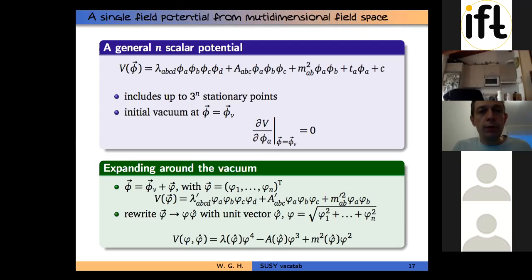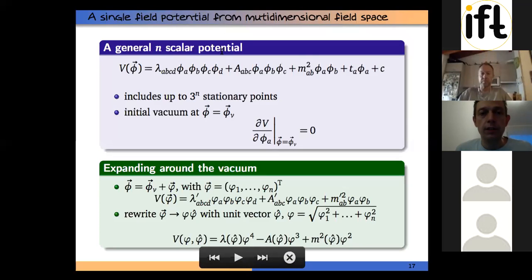Now we want to go from this multi-dimensional field space to a one-dimensional field space. In general, we have an n-scalar potential that looks like this. This includes up to 3 to the n stationary points. This is a lot. And we put in an initial vacuum that is denoted here by phi v, in the sense that, of course, the first derivative at this point vanishes. So this is the initial vacuum. Then we are expanding around the vacuum. Now we change the notation to a curly phi.